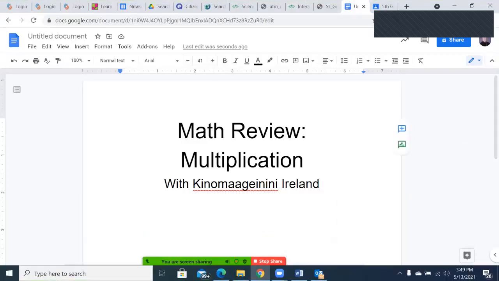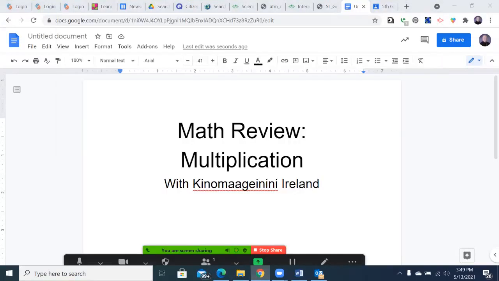Today's lesson, multiplication. Welcome in. Today we're going to focus on two-digit by two-digit multiplication.